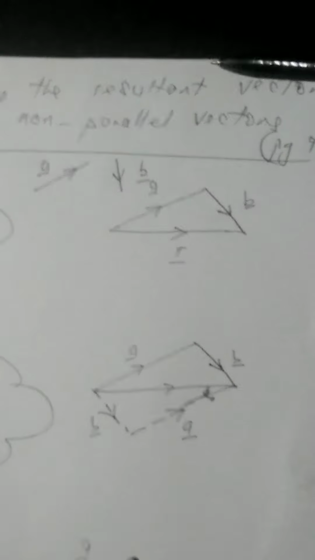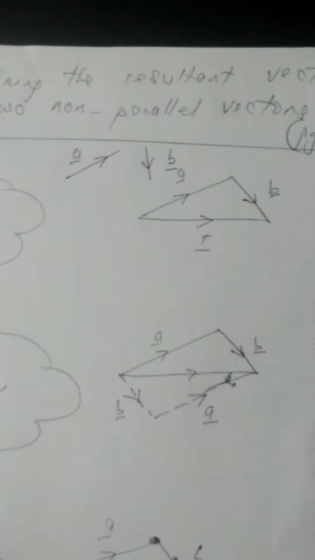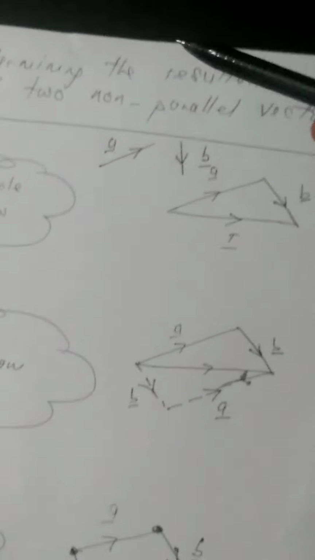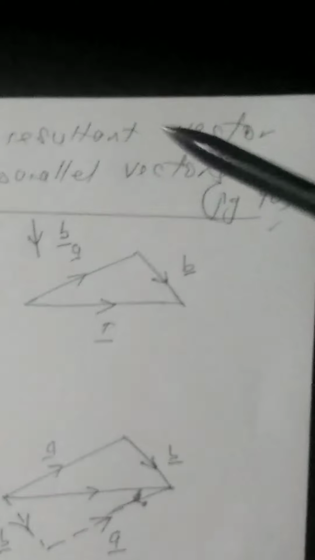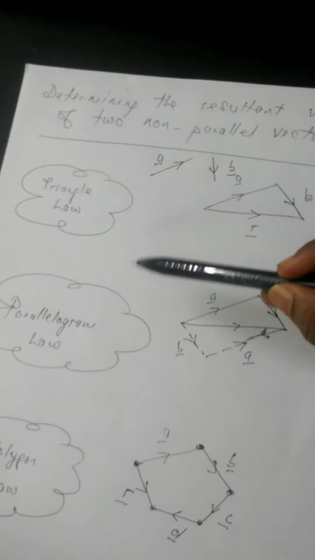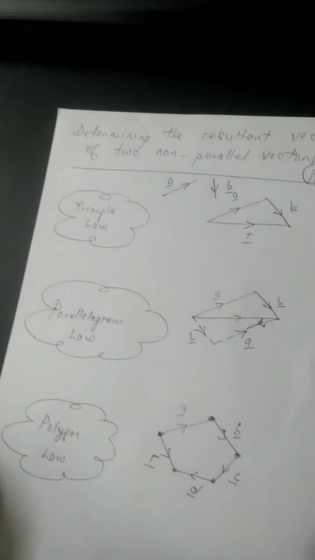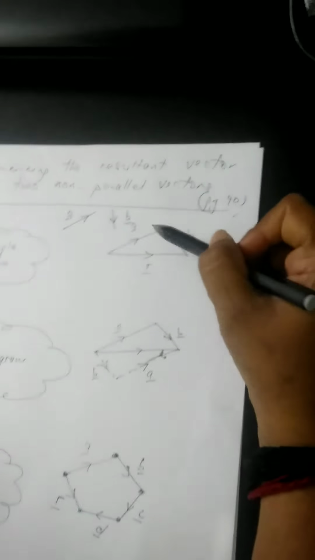When you have non-parallel vectors like this, to combine them to get your resultant, there are three laws that you can use. One is the triangle law, the second is the parallelogram law, and the third is the polygon law. Which law we apply depends on the number of vectors. For example, let's say I've got two vectors A and B, something like this.